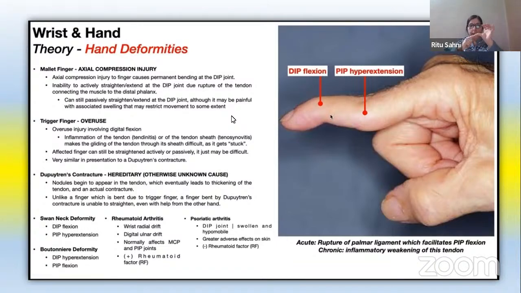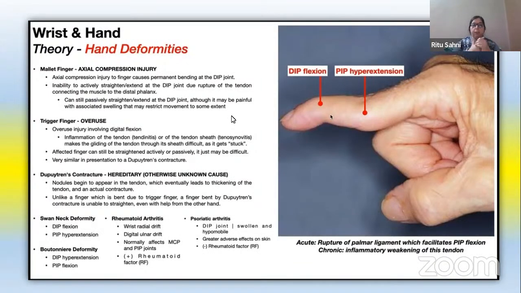We can do it, but after that, sometimes it will go back to its place. Unlike Dupuytren's contracture, where we cannot take the finger back to its place, in the trigger finger, if we want to, actively or passively, we can take it to its position. But because the tendon is already stuck in that position, within a short time it will come back again into that position.